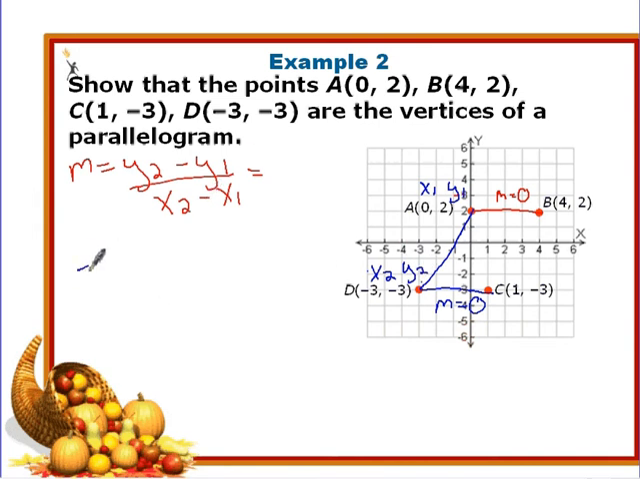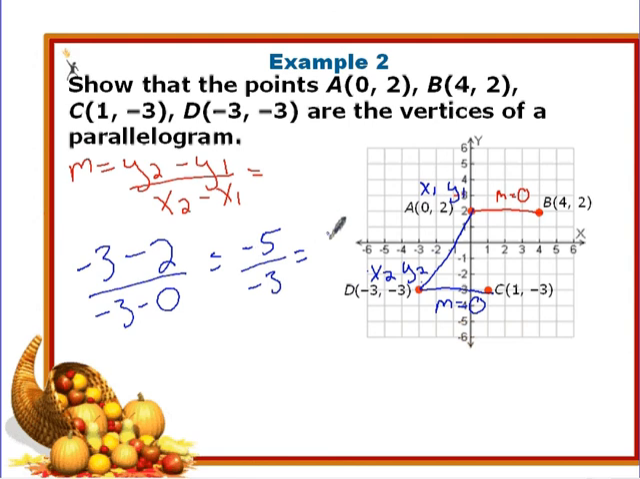So y2, -3 minus y1, 2, over x2, -3 minus x1, 0. -3 minus 2 is -5, over -3 minus 0 is -3. And -5 divided by -3: negative divided by negative is a positive. So it's 5/3. So the slope of this line is 5/3. Okay?